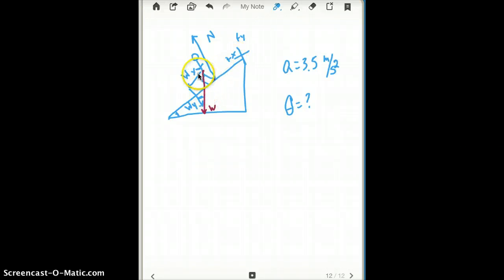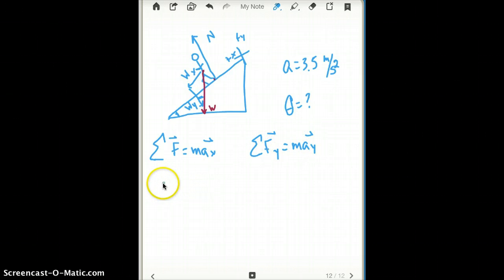So I go ahead and split my weight vector into components. Wx is parallel to the axis, Wy is perpendicular, and this angle theta is the same as this angle theta here. All right, so I'm going to go ahead and do the sum of the forces in both the x and the y direction. The x direction is along the ramp. The y direction is perpendicular to the ramp.